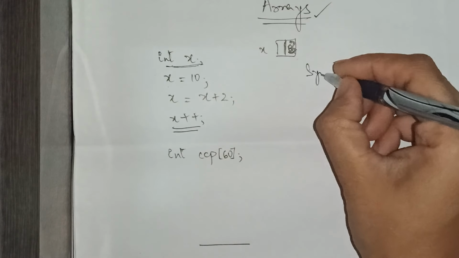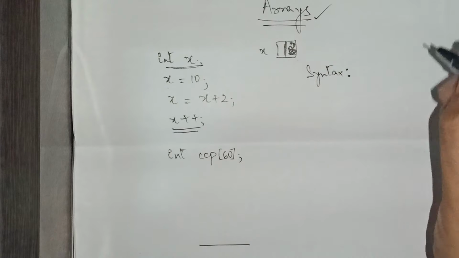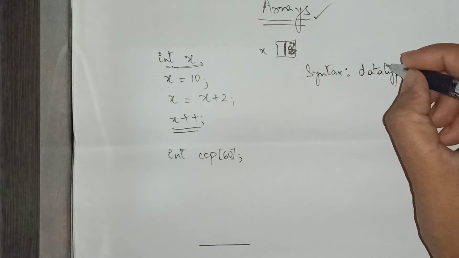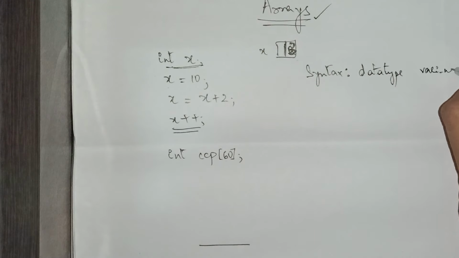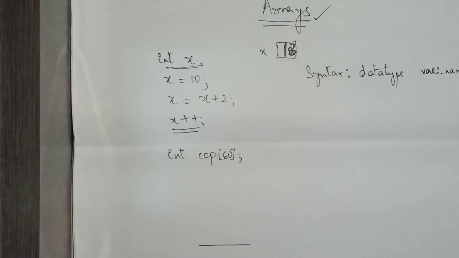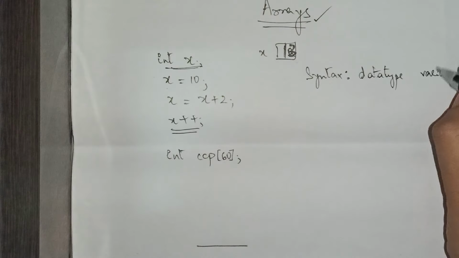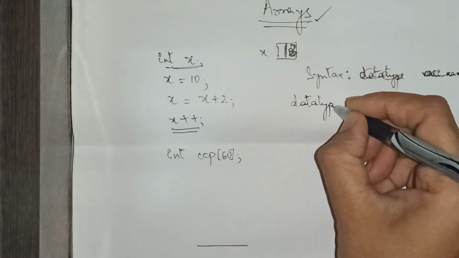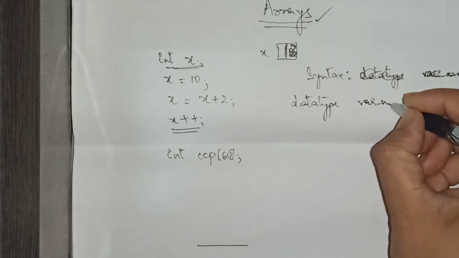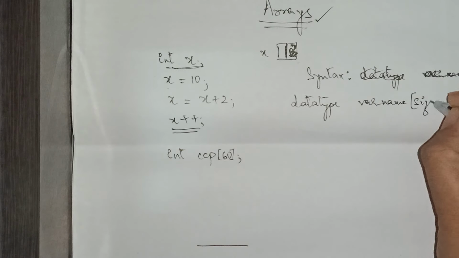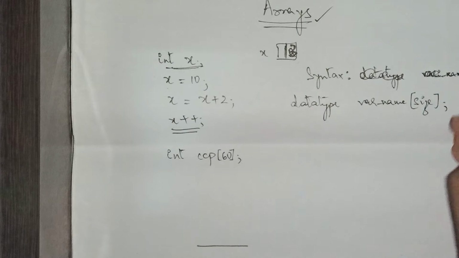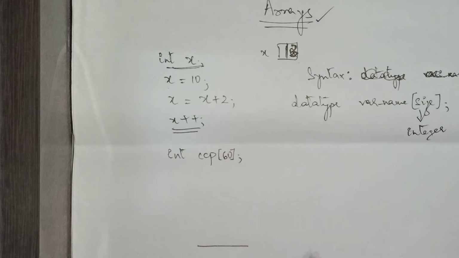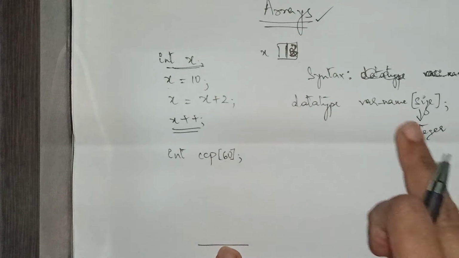Coming to the syntax: data type, then the variable name, whatever you would like to create. You can't see here, fine, let me write it like this. Data type, variable name, and within the subscript you specify the size as a positive integer, right? So this is the syntax for creating an array type variable.